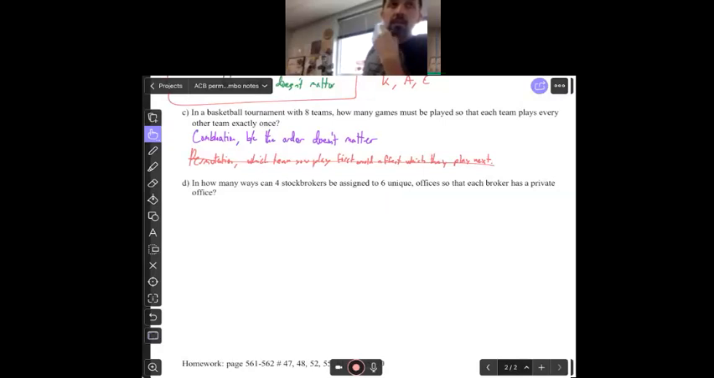All right, last one. How many ways can 4 stockbrokers be assigned 6 unique offices so each broker has a private office? Is this a combo or is this a permute? Permute.